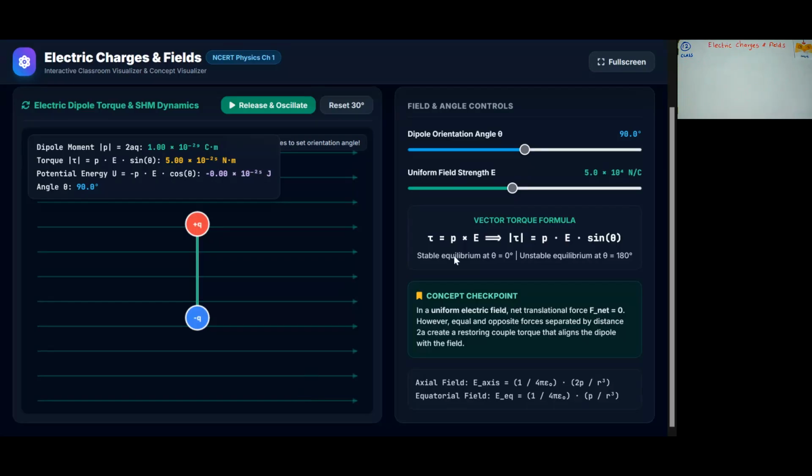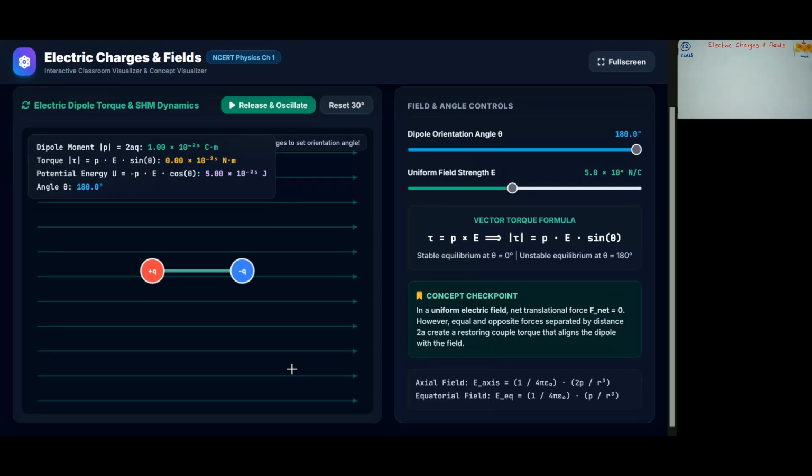When theta is equal to 180 degrees, antiparallel, sin 180 is 0, so tau is also 0. However, any tiny disturbance will cause it to snap around. This is unstable equilibrium.